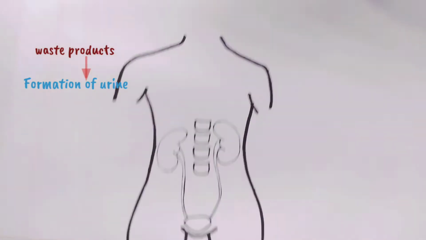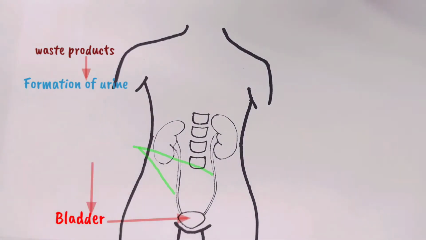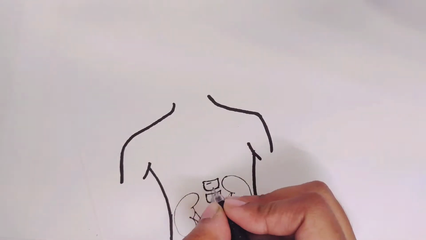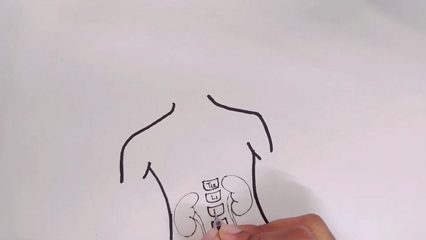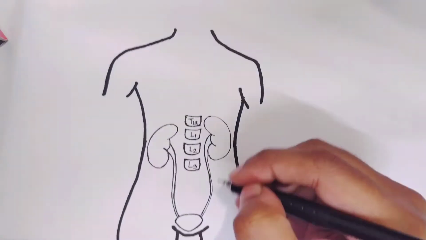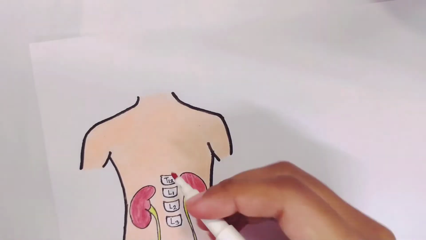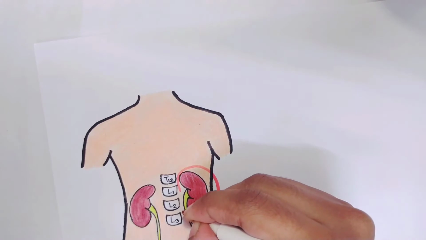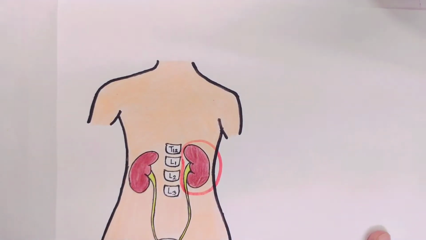From the kidneys, urine is conveyed to the bladder through two ureters. At last, urine is excreted to the external environment by the urethra. Each kidney is surrounded by a tough fibrous capsule.